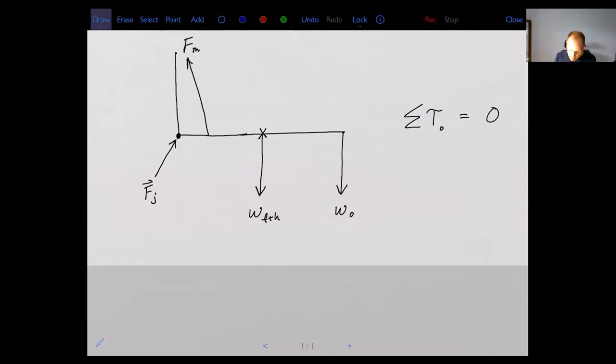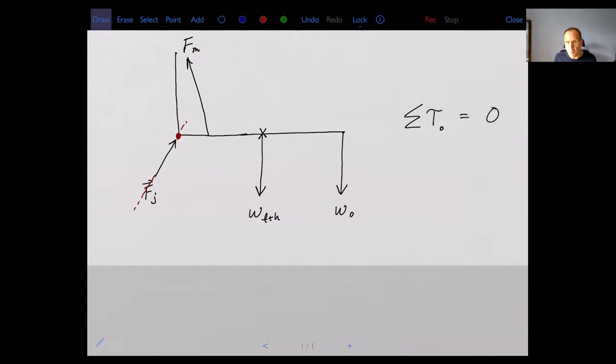Because I don't know anything about the joint reaction force, I really don't want the torque due to the joint reaction force to appear in my equation. So I'm going to put my axis of rotation, the point about which the torques are summed, right at the elbow joint. I'll do it in red. That's going to be my axis of rotation. Then FJ, since its line of action passes right through the axis of rotation, is not going to contribute a torque about that point, which is nice because we don't know what FJ is.